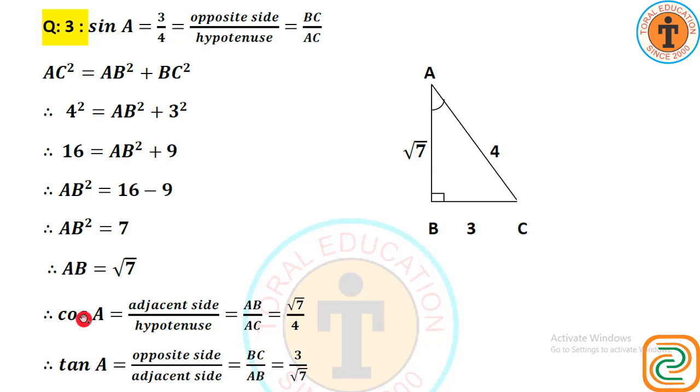Now cos A. Cos A is adjacent side upon hypotenuse. You can remember it as AB upon AC, root 7 upon 4. And tan A is opposite upon adjacent, opposite BC upon adjacent AB. So 3 upon root 7.